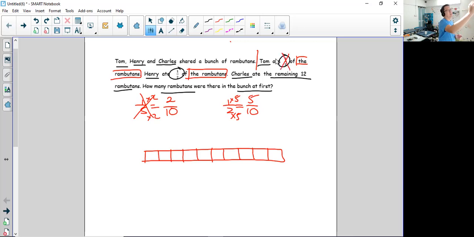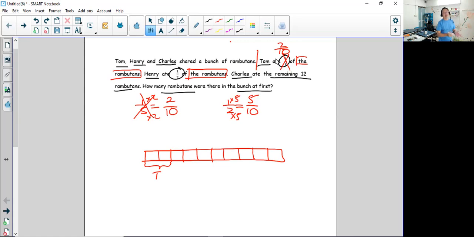Okay, so let me change this into 2/10. And Tom ate 2 boxes. So you label. Okay? Yeah, so your model must have labels, like what we talked about in the last live Zoom lesson. Without labeling, your model is useless. So you must label.